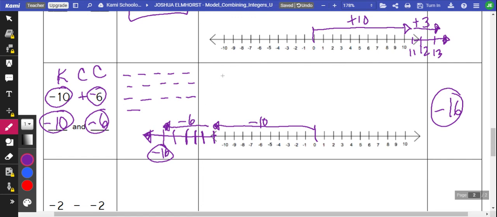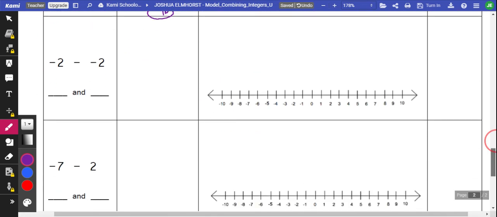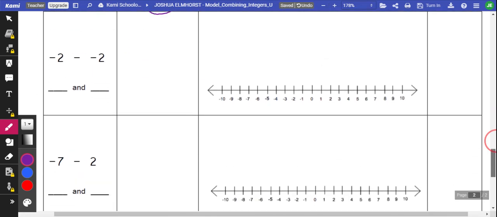And there's no opposite pairs, so we do not subtract. It's all together, no opposite pairs. Okay, and it looks like there's the last two here. So keep, change, change, negative 2, change that to addition, and then change that to a positive.